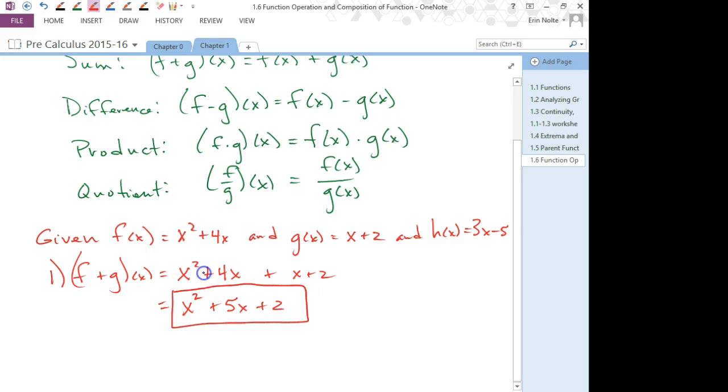Okay, it is a very common feeling to feel like you have to set that equal to 0 and solve it as an equation, but you are not solving an equation. Okay, you are simplifying a function. So don't do that. Just be done.